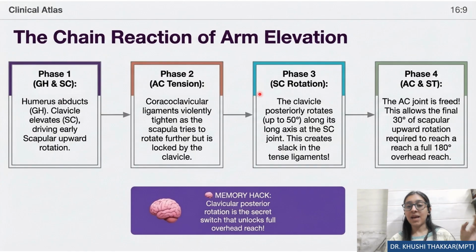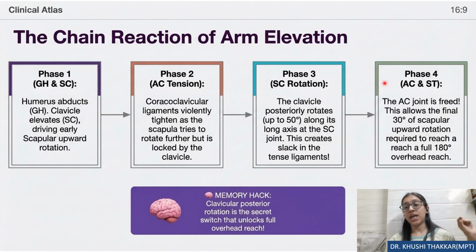Now comes the sternoclavicular rotation. The clavicle rotates posteriorly, and this happens up to 50 degrees along its longitudinal axis. There is posterior rotation of the medial end, the entire clavicle. This creates slack in the tense ligaments, which helps the further range of motion availability.